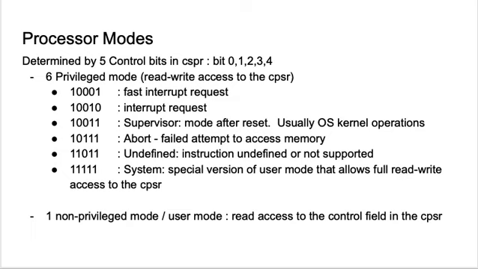If there is anything which is undefined and not understood by the processor, the mode is 11011, which is undefined. And finally, if all bits are 1, then it is the system mode, which is a special version of a user mode, which allows full read-write access to the CPSR. This is used when the user mode has to execute something and wants special privileges temporarily, which can be given by the system mode.